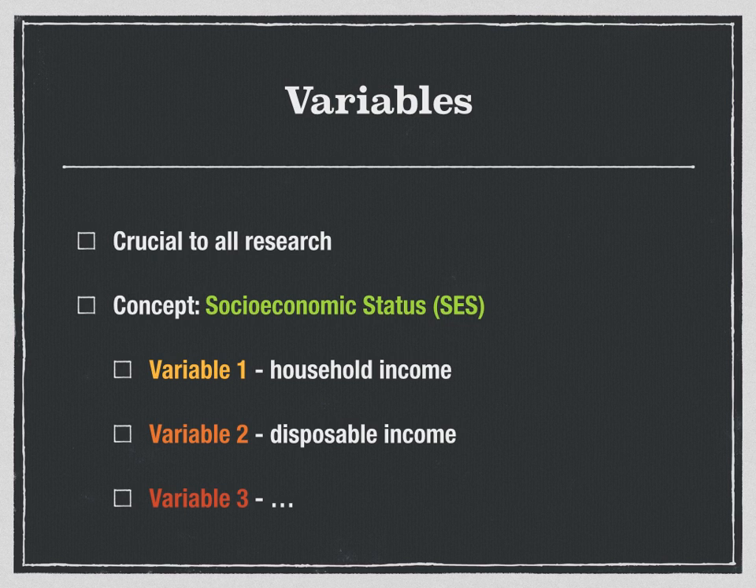But if you only measure household income, you miss out on important factors that determine SES, like different costs of living. We can't really say that someone making $40,000 a year in Manhattan is at the same SES level as someone who's making $40,000 a year in rural New Hampshire, right? So when you define your variables, try to end up with a set of them that together describe the concept as fully as possible.